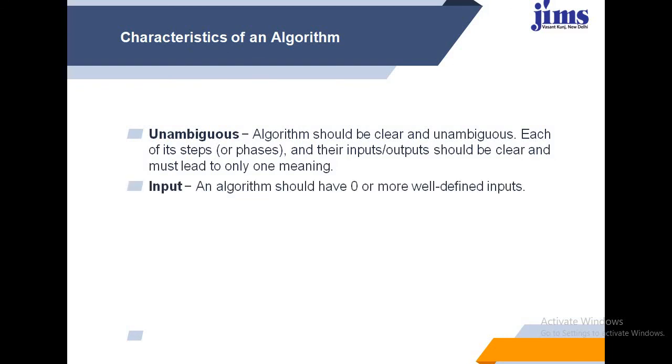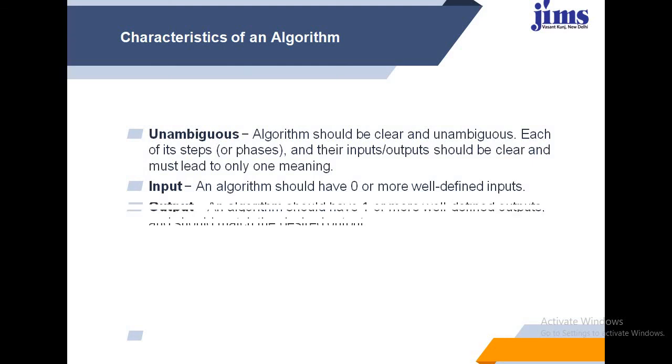Next is input. Your algorithm should have 0 or more input, but अगर मैं 1 input यूज कर रहा हूं, 2 input यूज करता हूं, so these input must be clearly defined कि यूजर को इनपुट क्या देना है, कोई टेक्स्ट देना है या न्यूमेरिक देना है, तो it should be clearly defined. So second characteristic is the input.